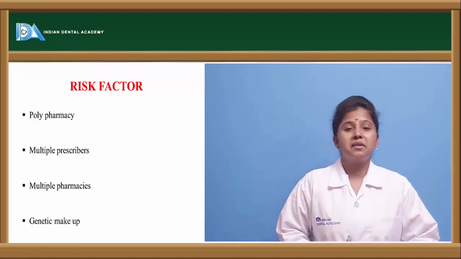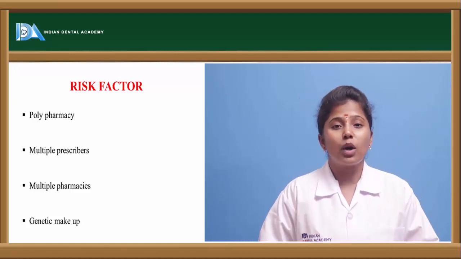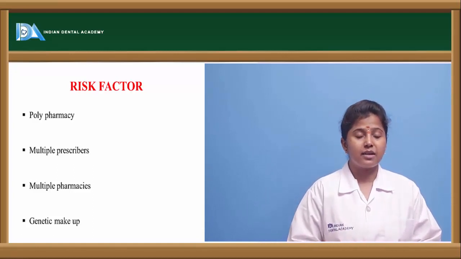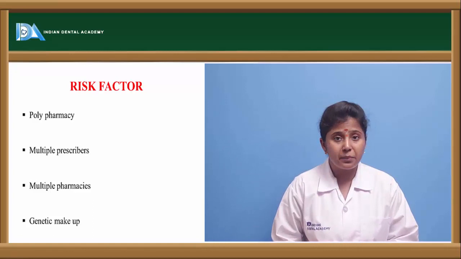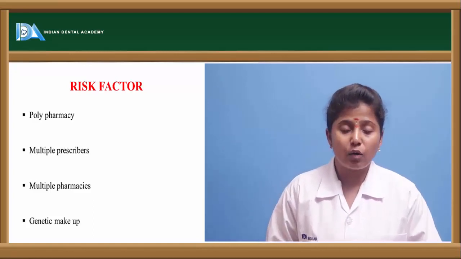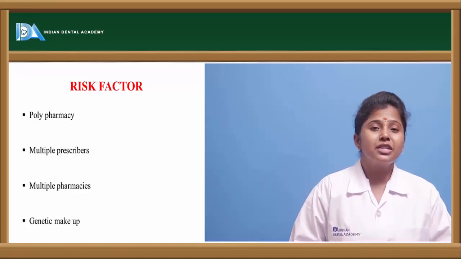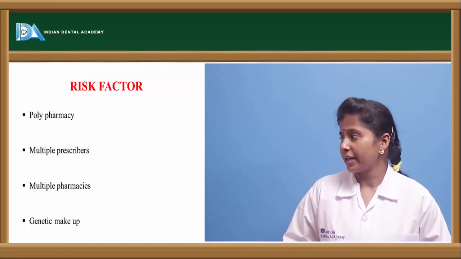The other one is multiple pharmacies. If we take one medication in a medical shop, we have to take that drug itself. If we go to another medical shop, that drug may not be available and he may give some other brand, so that gives changes. So multiple pharmacies can also lead to drug interactions. The other one is genetic makeup. Due to genetic or hereditary effects, that leads to drug interactions.